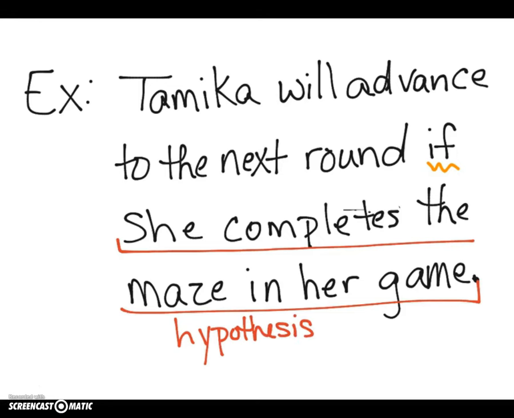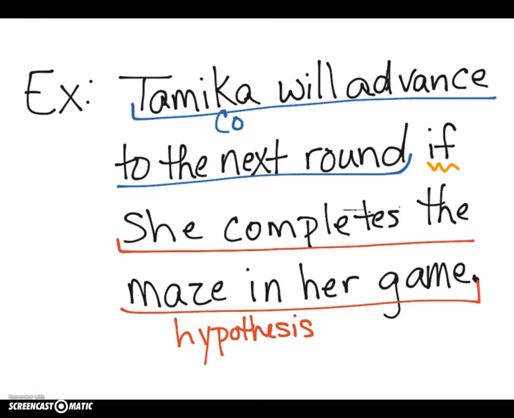Okay. And it's the first part, like she has to do that first before the next part can happen. That's the other way that you would know that this is the hypothesis. Okay. So if she completes the maze, then what's going to happen? Okay, well then Tamika will advance to the next round. So that's how we know that's the conclusion. Because it's what has to happen second.